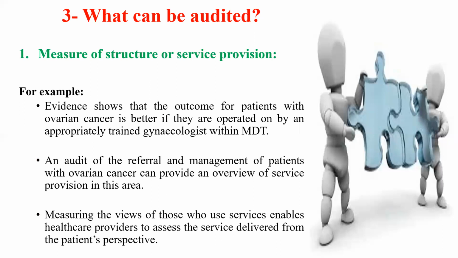Number one is how to audit the structure of the service. To make it easier, let's take an example. If the evidence showed that patients who are transferred with abnormal cervical smear to colposcopy will have a better outcome, or patients with ovarian cancer will have a better outcome if they are operated on by a trained gynecologist within a multidisciplinary team, the audit here will be about the referral and the management of patients with ovarian cancer or abnormal cervical smear. So this is the first part to be audited, the structure of the service itself.